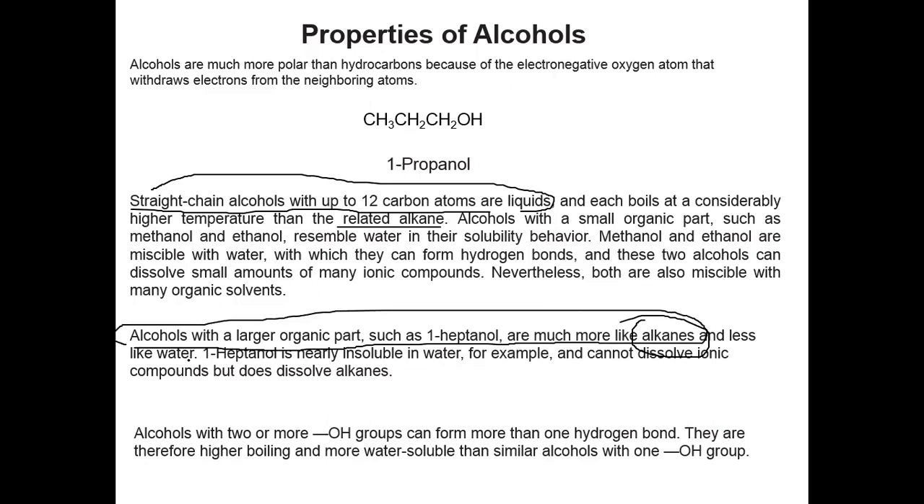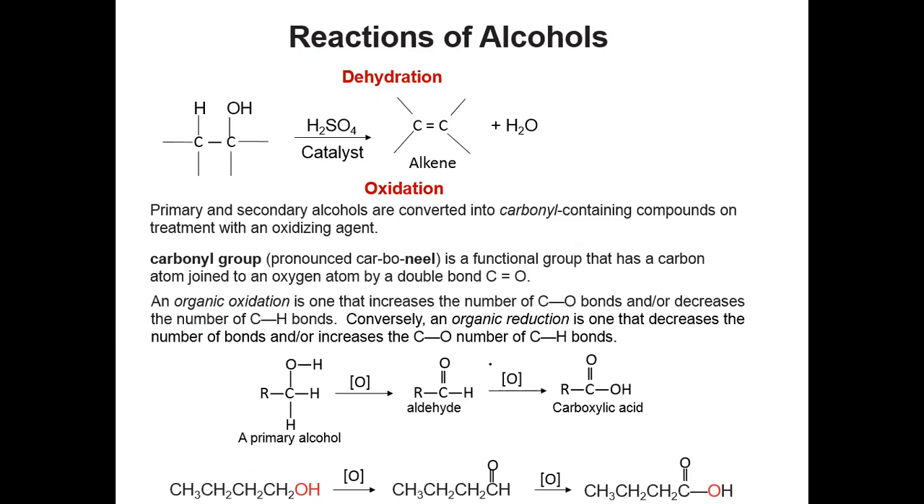Okay, and less like water. So heptanol is nearly insoluble in water. If an alcohol has more than 6 carbons, it's not miscible with water anymore. We can dissolve ethanol and propanol. This is why there's 90% propanol, which means 10% is water and 90% is propanol. But the others cannot be miscible with water, okay? All right, so I'll finish with alcohols.